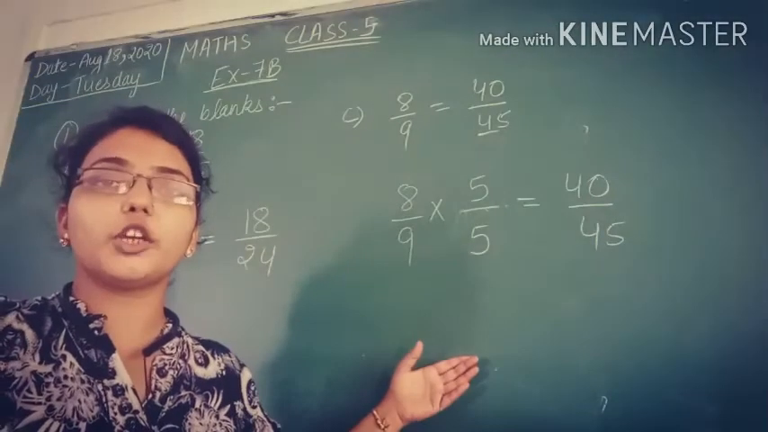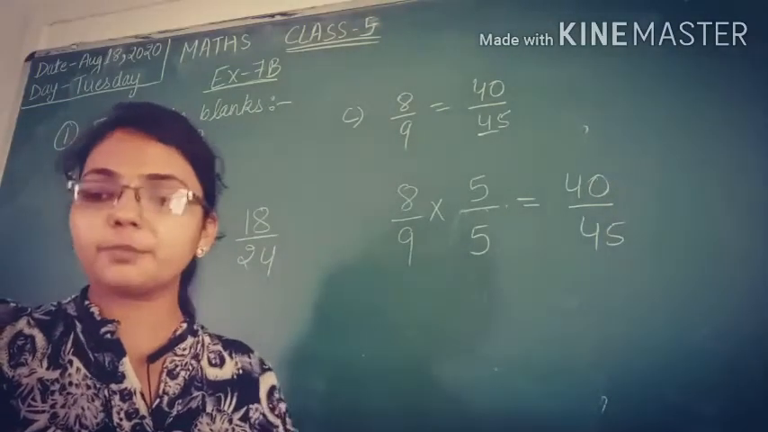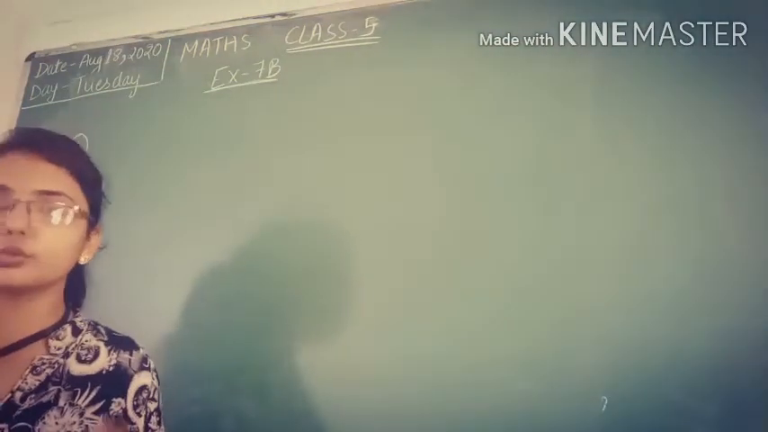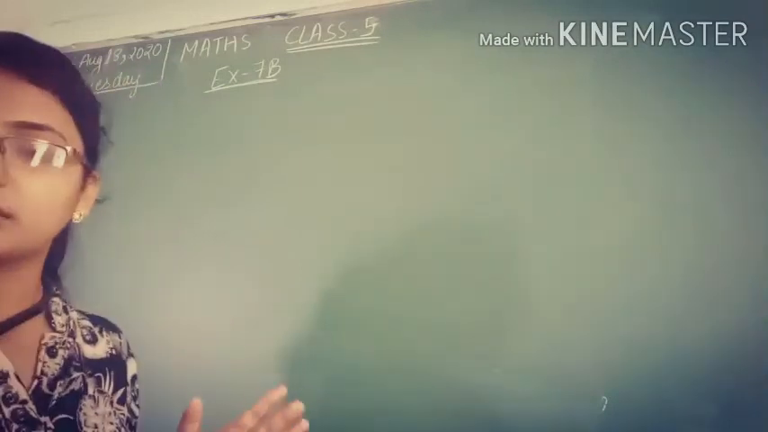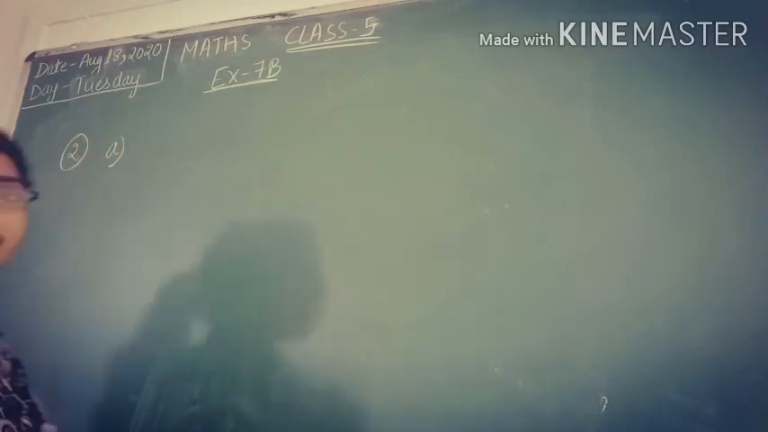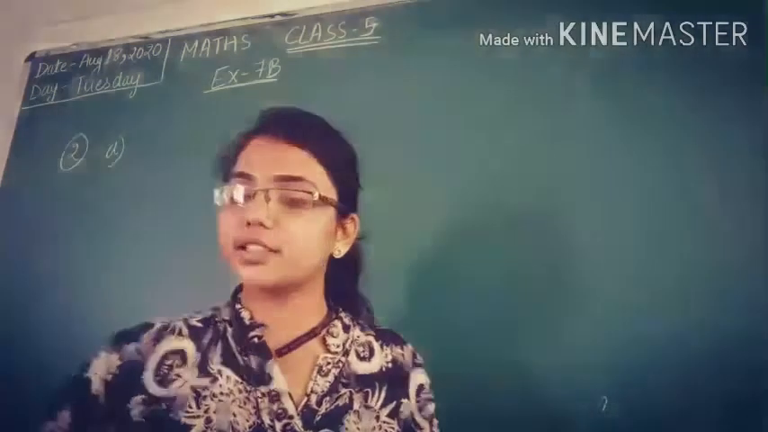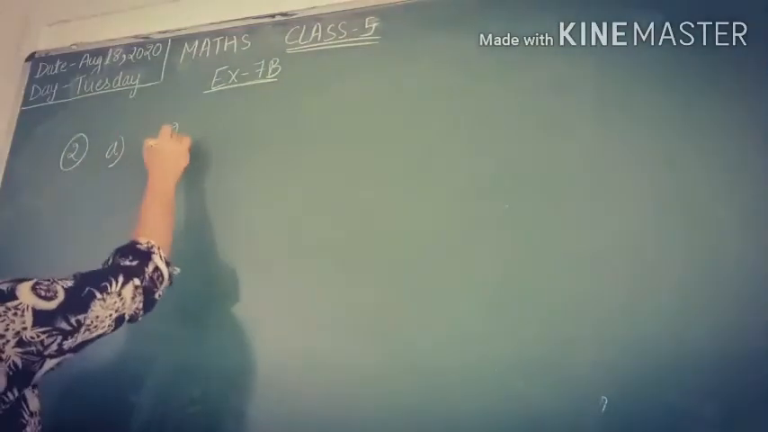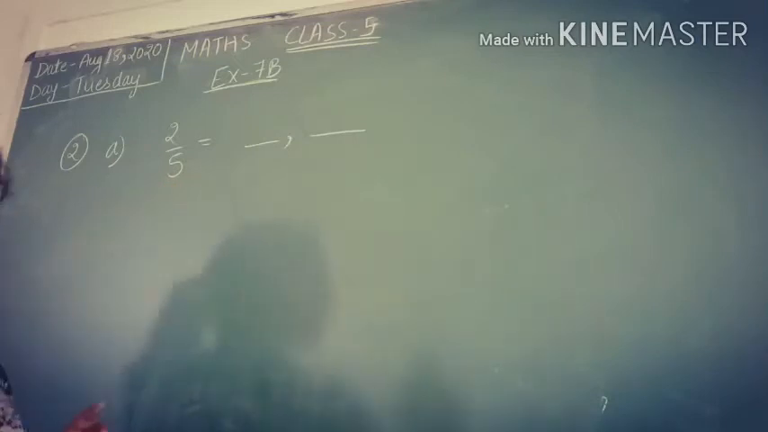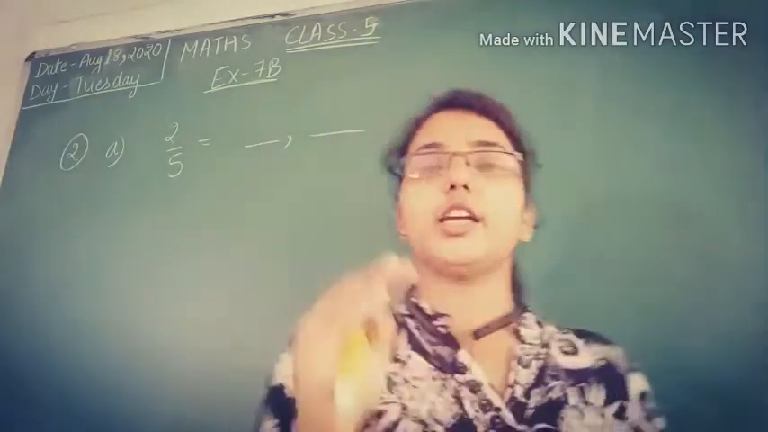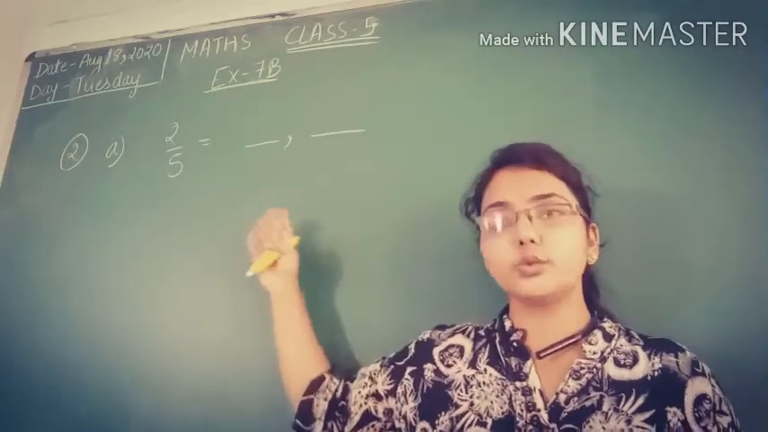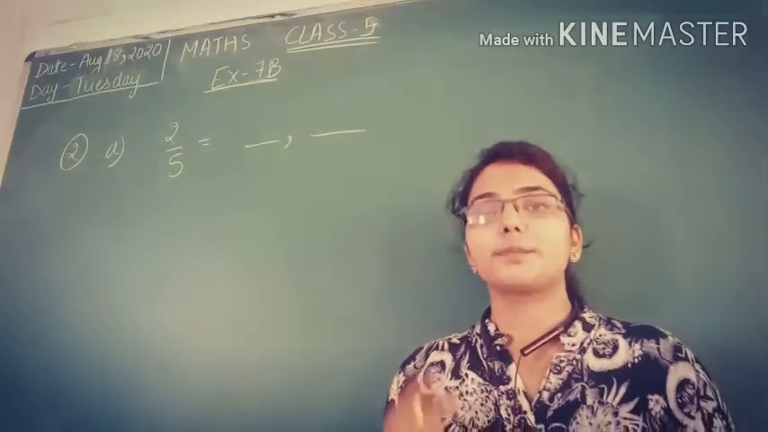Try watching the video carefully again and again and then go on with your work. Now our second question is: use multiplication to write two equivalent fractions. You have to use multiplication to write equivalent fractions. Part A is 2/5. You have to write two equivalent fractions of this 2/5. As I told you, to find equivalent fractions you have to multiply with the same number or divide with the same number. In this question, using multiplication, you have to find the equivalent fractions.